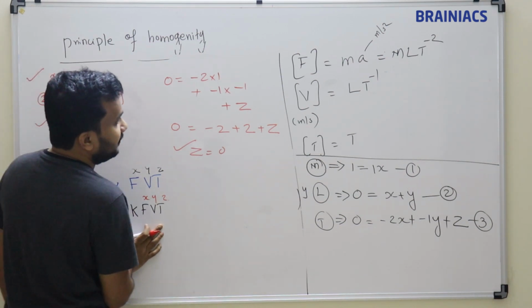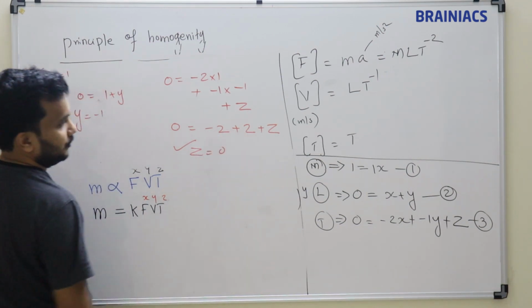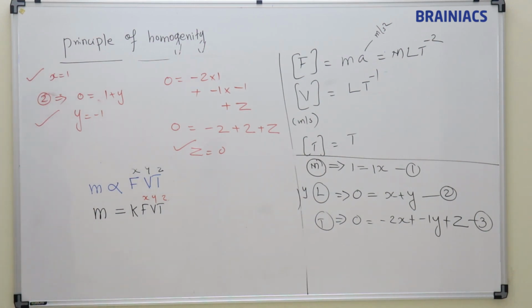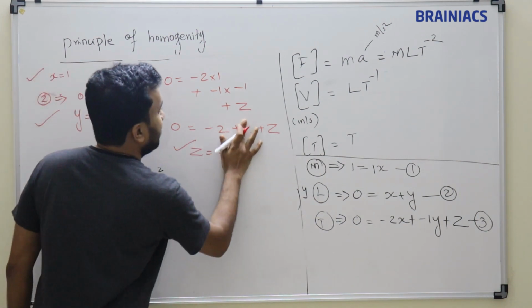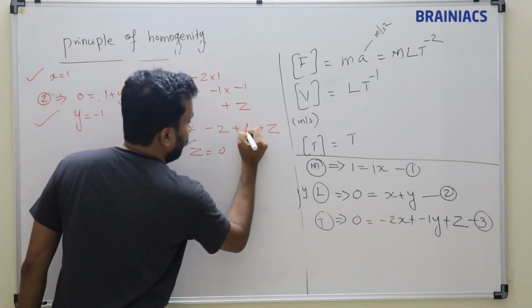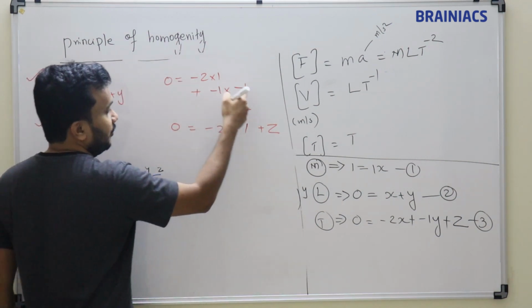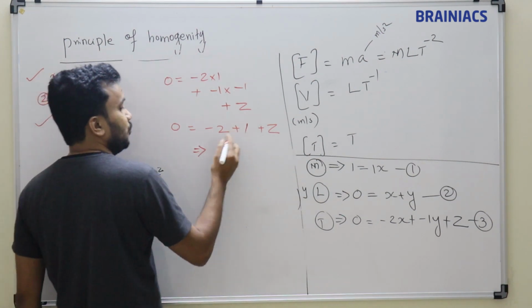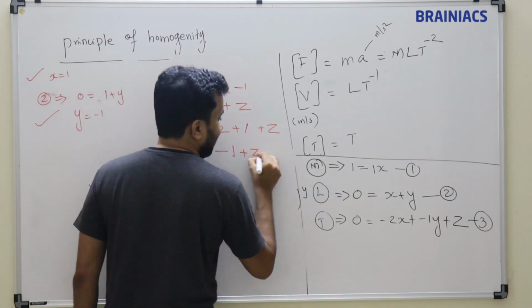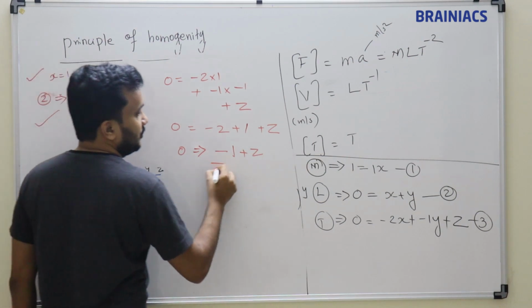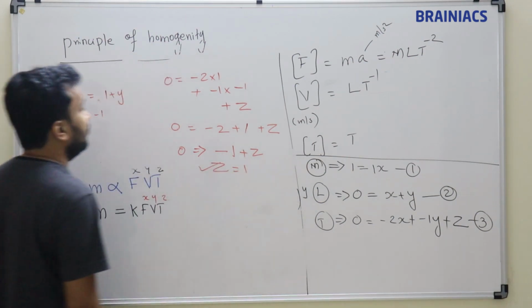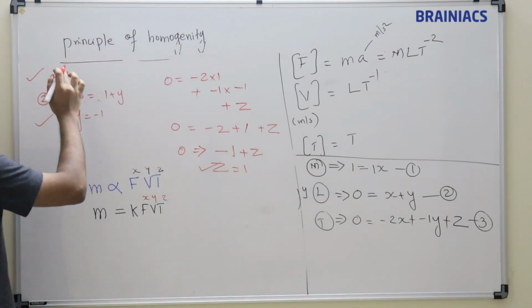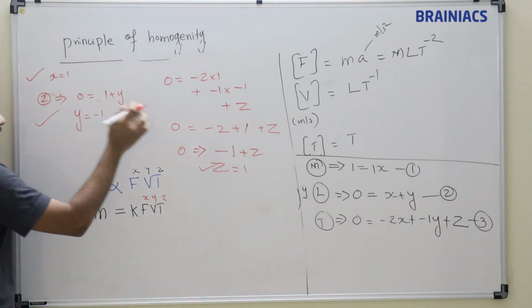Here is one mistake. Minus 1 into 1 means minus 1, and minus 1 into minus 1 into minus 1 means plus 1. So what value comes? Minus 2 plus 1 minus 1 plus z. Left hand side is 0. So z equals 2, no wait, z equals 1. So all 3 values we got: x is equal to 1, y is equal to minus 1, z is equal to 1.